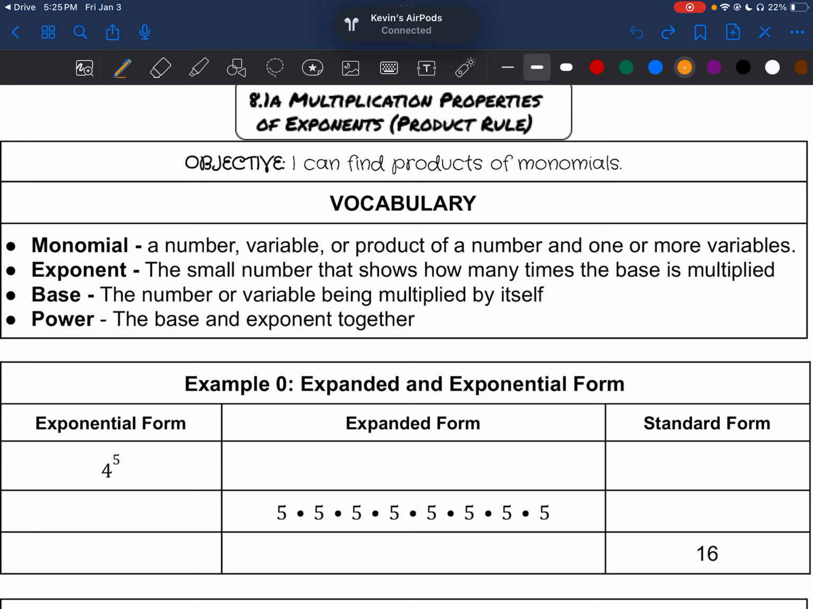Hello, and welcome to Module 8.1a, Multiplication Properties of Exponents. And today we're going to focus on the product rule. Our objective for the day is that I can find products of monomials.